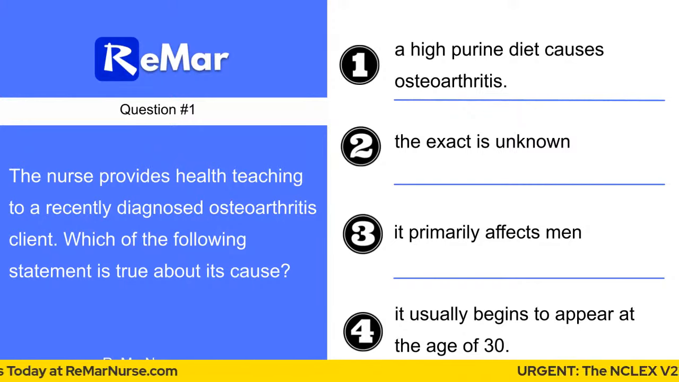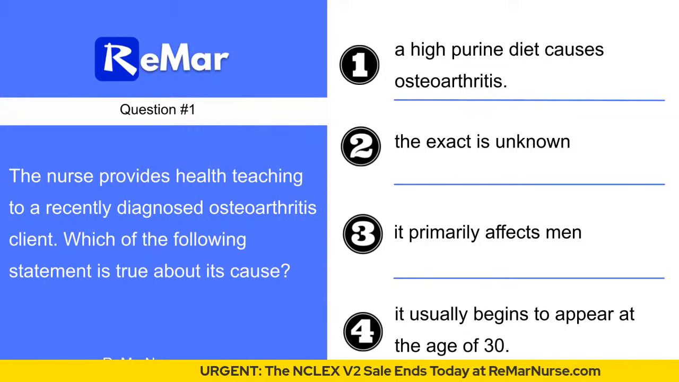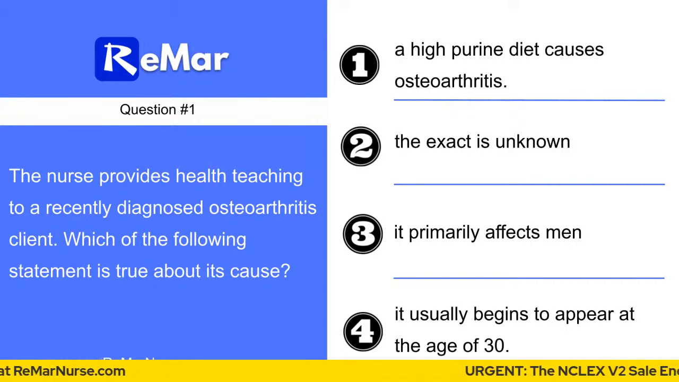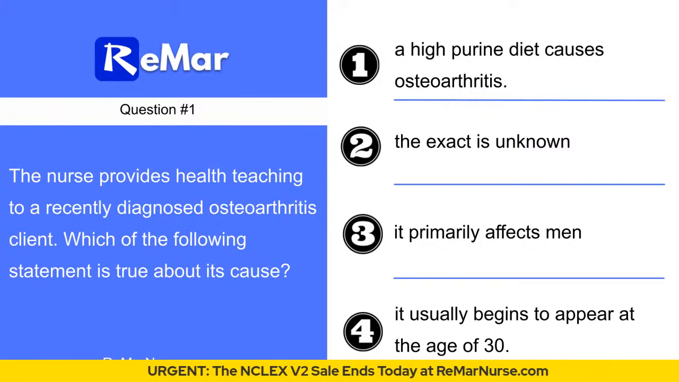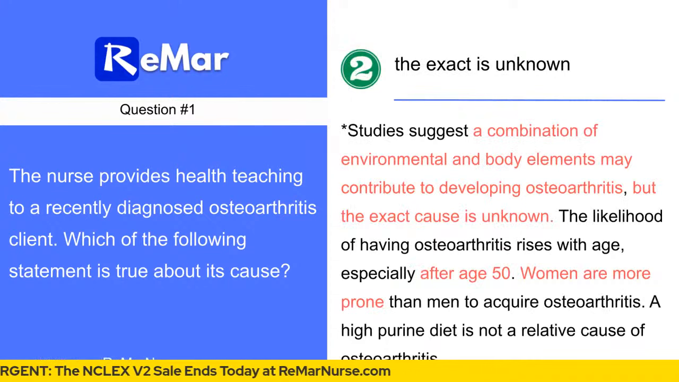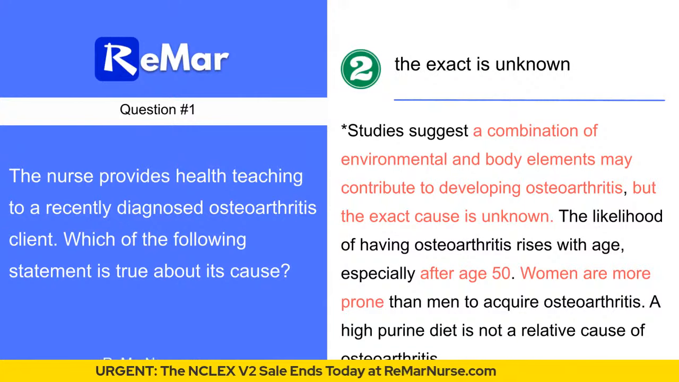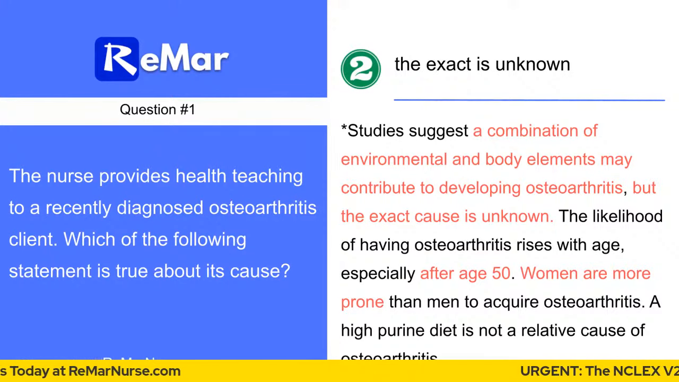Let's warm up. Let's go. Comments on the screen, guys. You know how this goes. I'm introducing an easy question so everybody knows they can participate. And then the questions will get more challenging. But right now, everybody should be a straight A, because the correct answer here, and you guys know it, is two. The exact cause is unknown. Studies suggest a combination of environmental and body elements may contribute to developing osteoarthritis, but the exact cause is unknown. That's all I'm going to read from that.